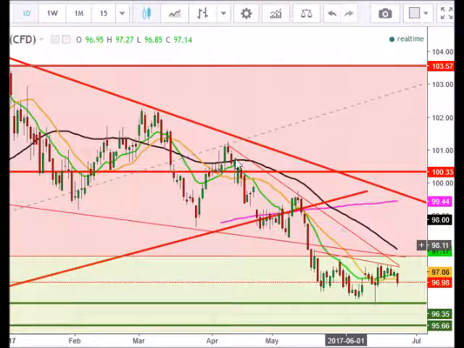And looking at the grander scheme of things, you can see that we are a little bit bearish biased, and I'm thinking we go further, and I'll show you here in a second.